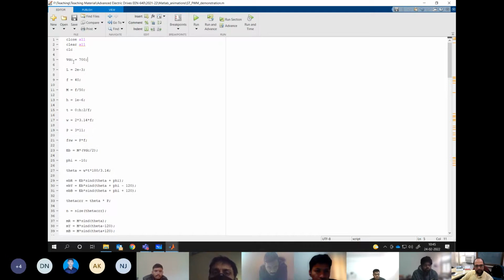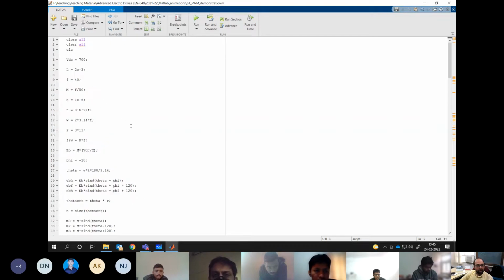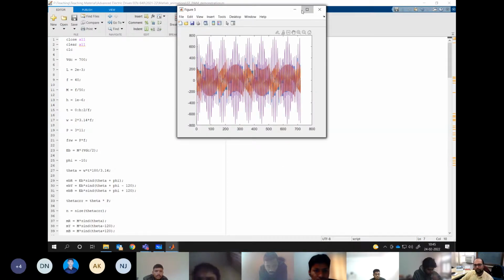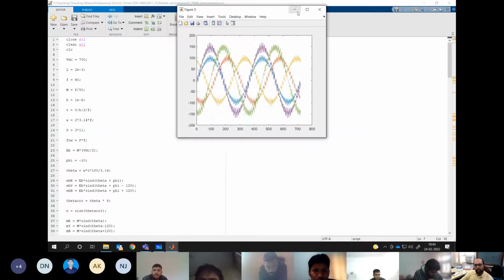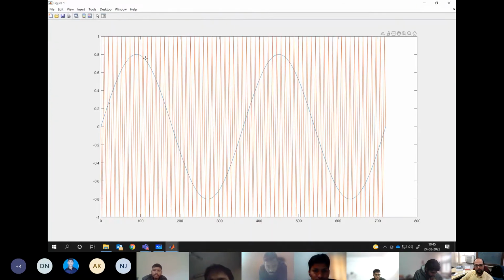And something like 700 volts of DC bus and this kind of leakage inductance of 2 millihenry, something I told yesterday. So for this, if we try to see how the current and other things are coming, we can see one by one how these things are coming up. First of all, this is how my modulating signal and carrier would look like.